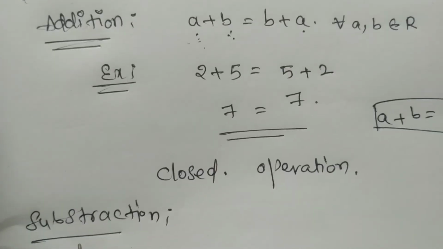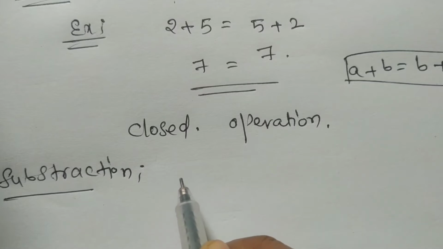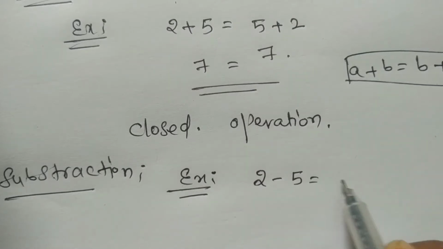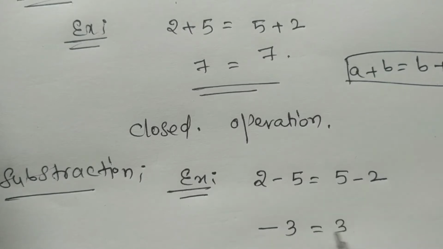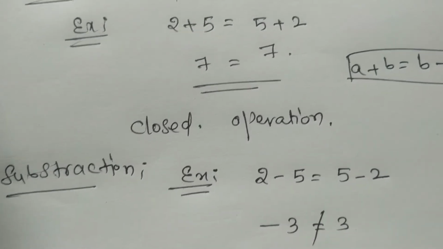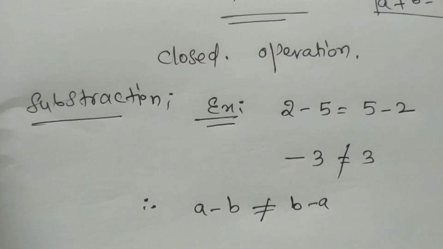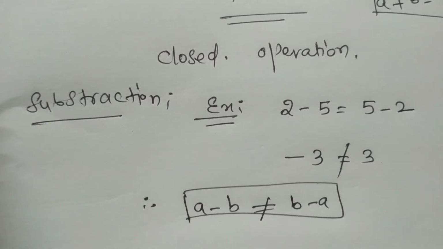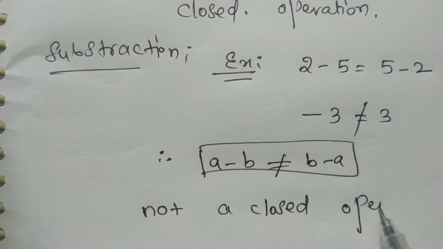Next one is subtraction. So, commutative property under subtraction. First, let us see one example. I am taking the same numbers, 2 and 5. Here 2 minus 5 equals 5 minus 2? So 2 minus 5 is minus 3 and 5 minus 2 is 3. So here minus 3 is not equal to plus 3. Therefore a minus b is not equal to b minus a. So here the commutative property under subtraction is not a closed operation.